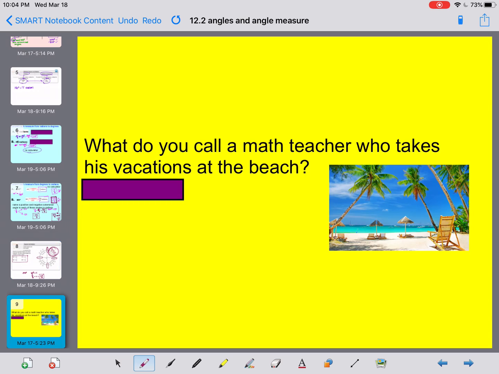And here is our joke of the day. I wish I could be there with you for this one. What do you call a math teacher who takes his vacations at the beach? A tangent. I know you're all laughing at home. I sure hope you are.